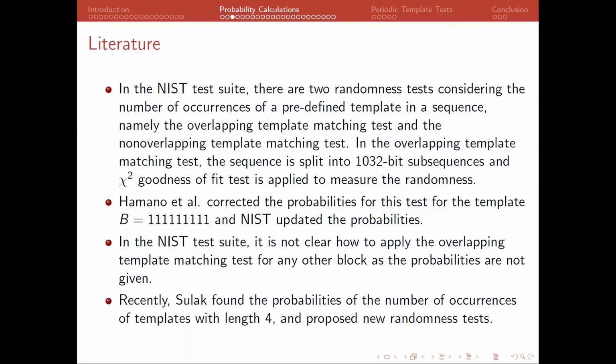And Hamano et al. corrected those probabilities with a combinatorial problem. They defined a combinatorial problem for that and solved that part. But that part was a little bit straightforward. But the problem is that NIST corrected all the probabilities according to this template. These probabilities are not valid for other templates. And it's not clear how to apply the overlapping templates for any other block. If you choose the block as 1, 1, 1, 1, there is no problem. But if you choose any other block, then the test simply fails.